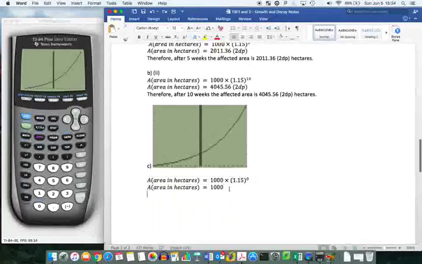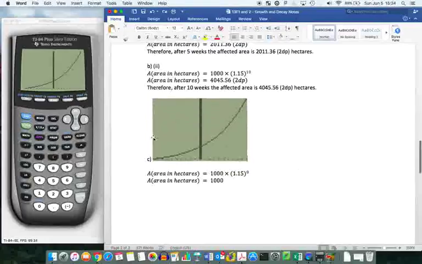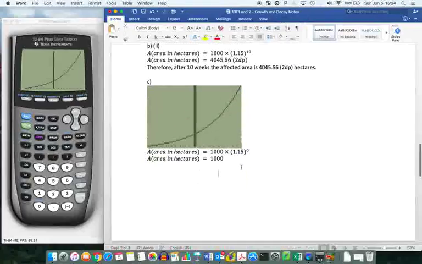Here you have a starting point where it crosses the y-axis. It's going to cross the y-axis at 1,000 because you've said x is equal to 0 at that point. You could graph this point here, 2011.36, when x is equal to 5. So somewhere around 1, 2, 3, 4, somewhere around there. Then when x is equal to 10, somewhere around there, it's going to be 4045.56. So you've got your points anyway. You've gotten the points from the previous questions, okay? They're probably there to help you out with that.